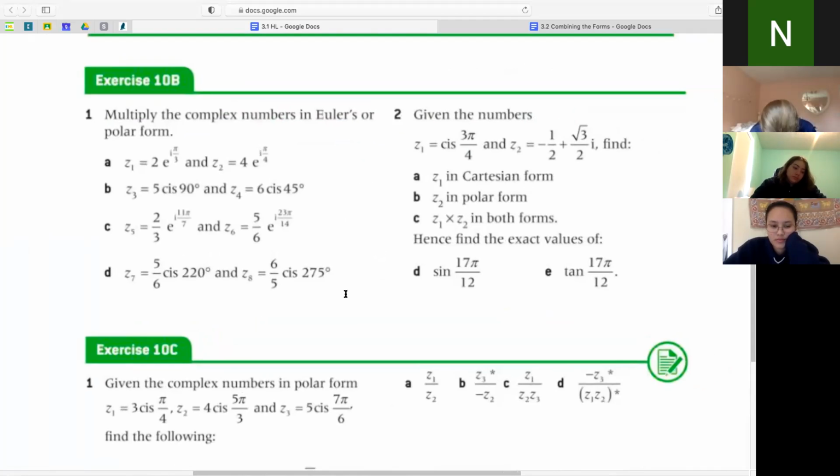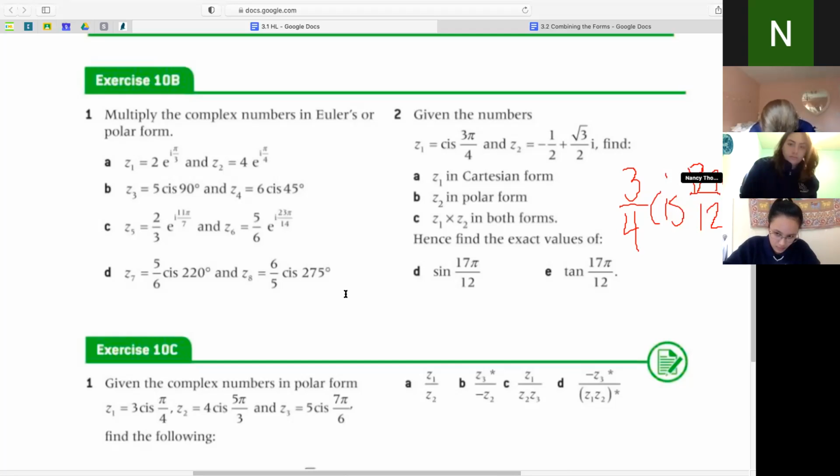Okay, and then for A, it's Z1 over Z2. And so the formula for that would be R1 over R2, and then cis theta 1 minus theta 2. So for A, I did 3 over 4 cis pi over 4 minus 5 pi over 3. And then if you simplify that and work it out, you get 3 over 4 cis, 3 pi over 12 minus 20 pi over 12. And that simplified would be 3/4 cis negative 17 pi over 12. So that's the answer I got for A. And I can repeat that again if you want.